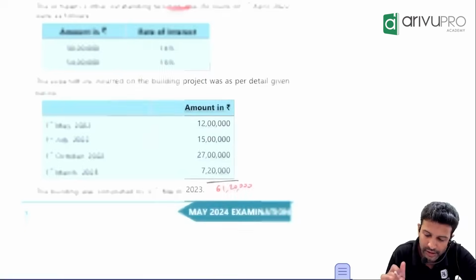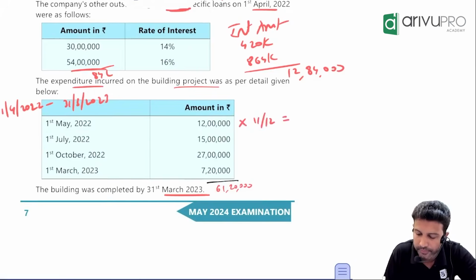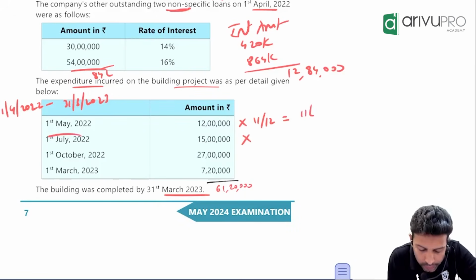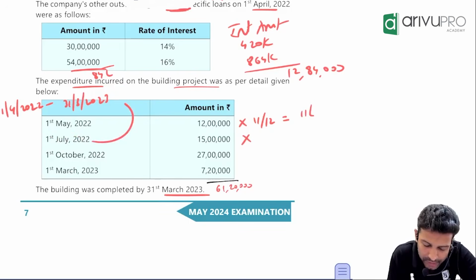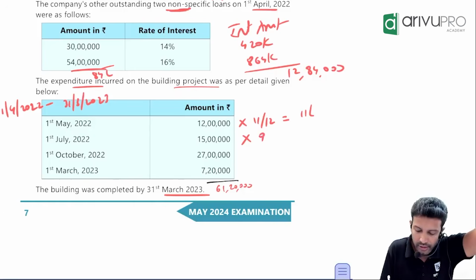Tell me how much weight. Calculate this for me. 12 lakh into 11 by 12. How much? 11 lakhs. Okay. 15 lakh from 1st July till the end of the construction period, 31st March. How many months? July, August, September, October, November, December, January, February, March. 9 months.